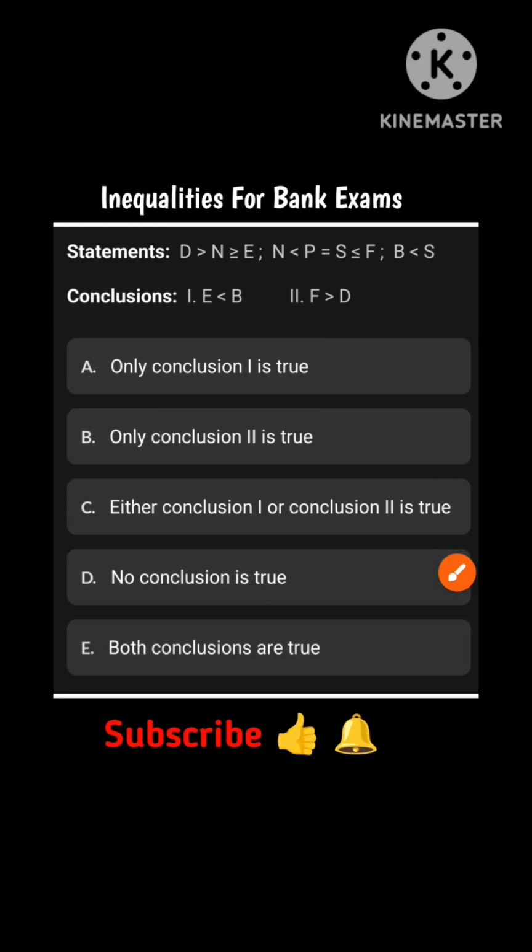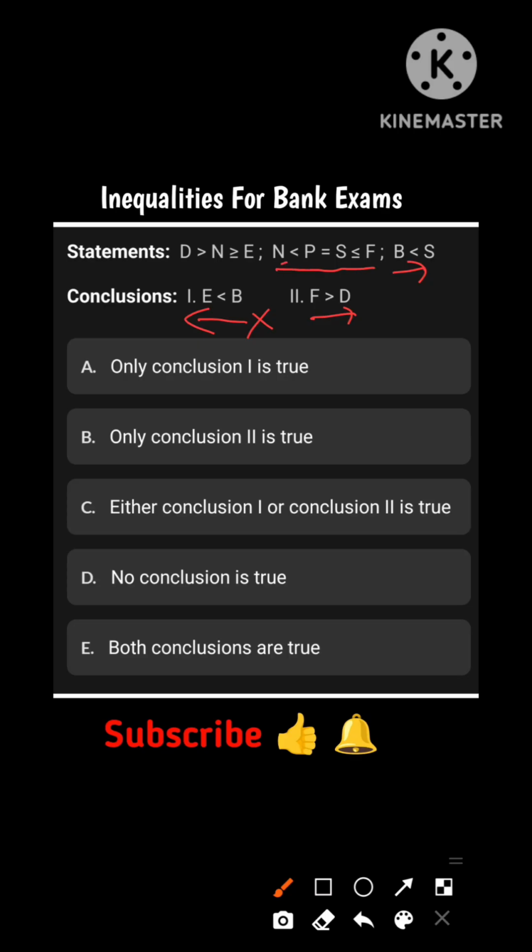Next question. Here we see the flow from B to E. From B there is no flow. So first conclusion will be false. Second conclusion, the flow from F to D. From F we can reach to N. From N we cannot flow to D. So second conclusion is also false. So answer will be none of the conclusions follows. Option D is the answer.